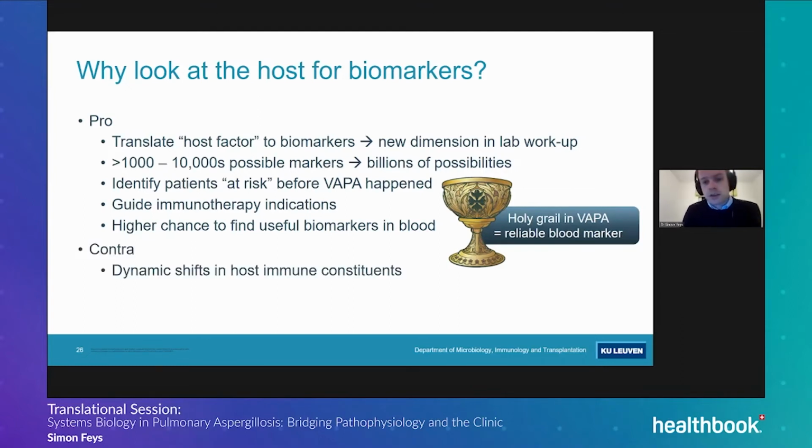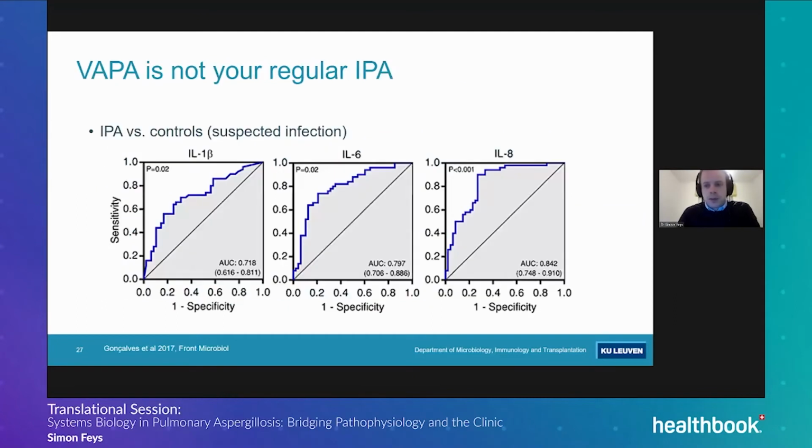Some cons are that there are dynamic shifts in the host immune constituents, so the timing of sampling might be relevant and might shift the immune signature that you may find in these patients. And also noise from other diseases might reduce your specificity, such as underlying diseases, or for example concomitant bacterial pneumonia might shift the immune signature. So those are things to reckon with. And then lastly, VAPA is not your regular IPA if you want to go for biomarkers based on the host.